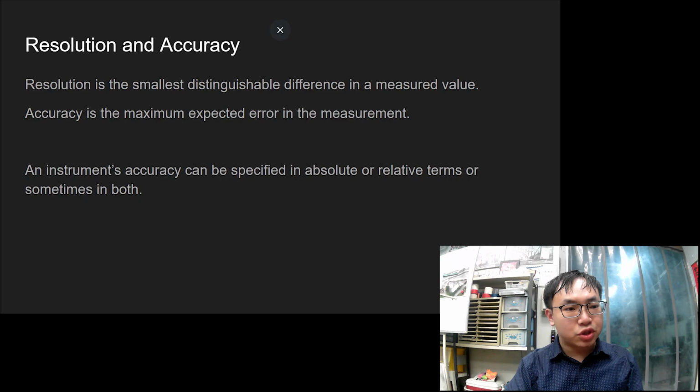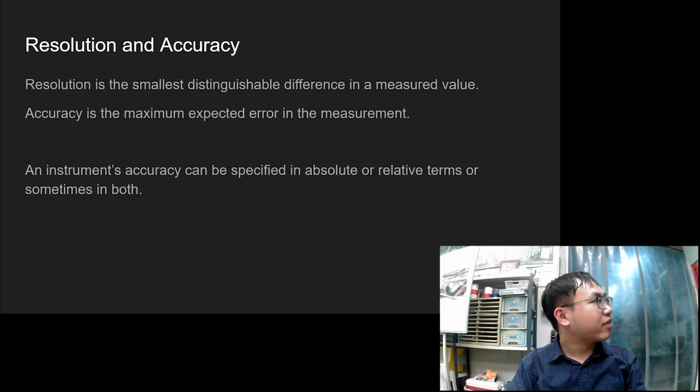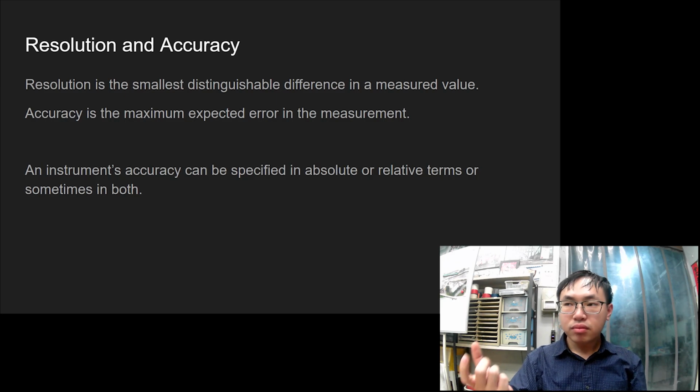So we have talked about the resolution. Resolution is how small the units we can measure. And accuracy is the maximum expected error in measurement. When I prepared my materials, I found that they have put a statement like this: the instrument accuracy can be specified in absolute or relative terms. So what do we mean by absolute or relative terms? For absolute, it is very clear. Like in measuring length, it can be 1 cm, 1 mm, 1 nanometer. This is called absolute value.